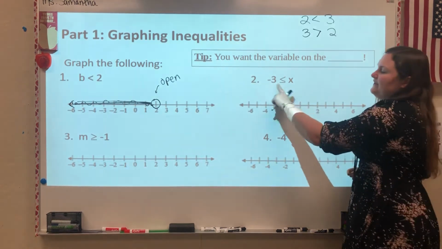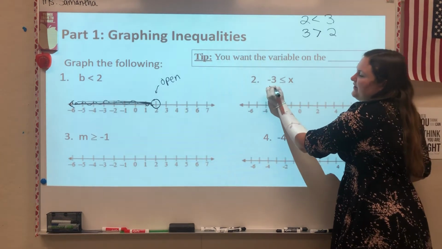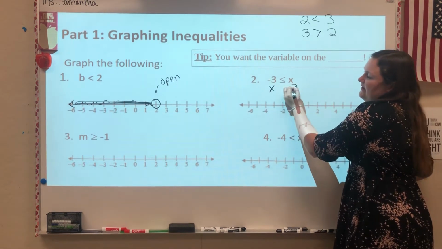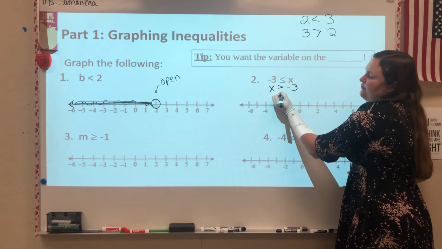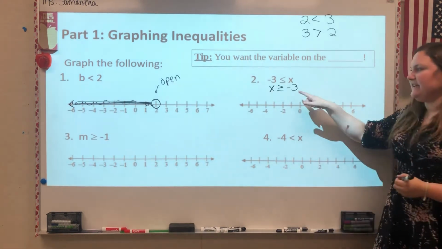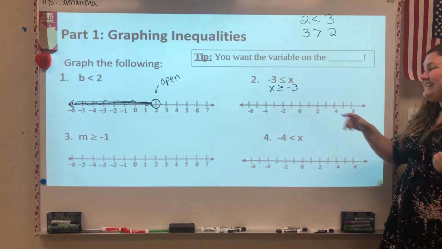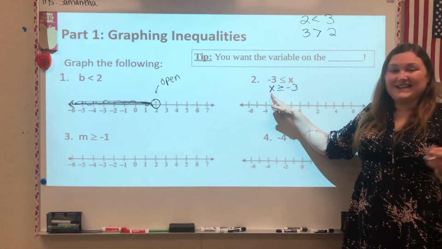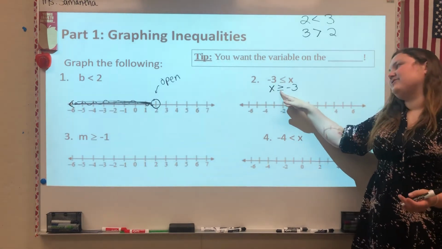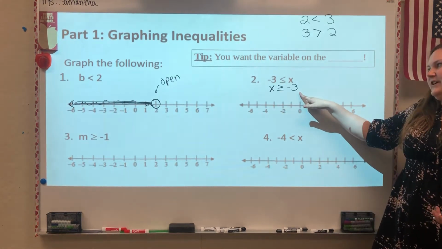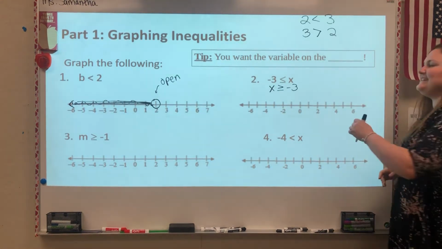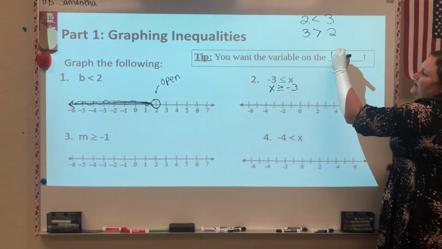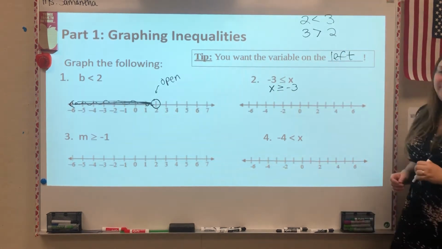So if I wanted to flip this around so that my variable came first, it would say x is greater than or equal to -3. I personally think this is easier to think about. Instead of this first one, this is just saying x is any number that's greater than or equal to -3. So my tip or my advice is it helps to have that variable on the left.